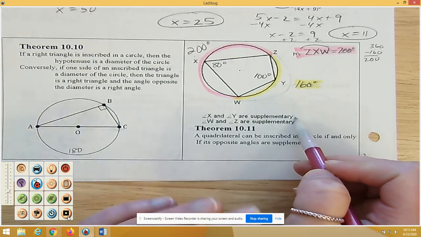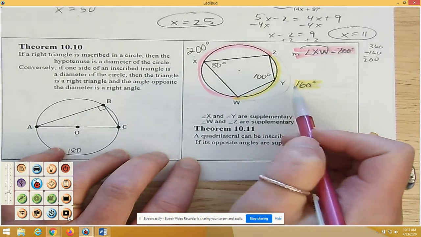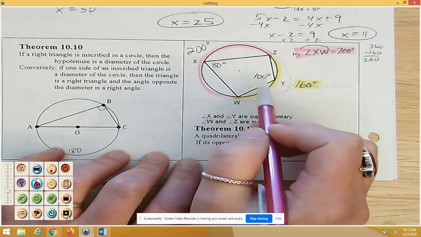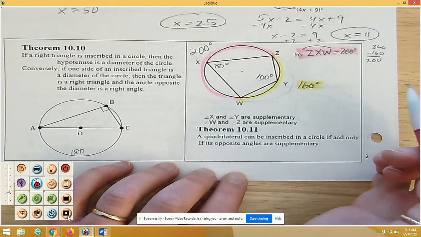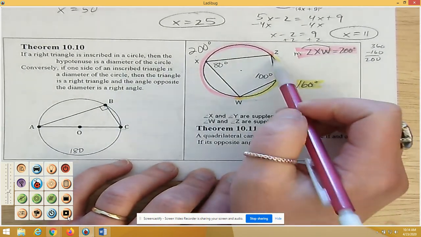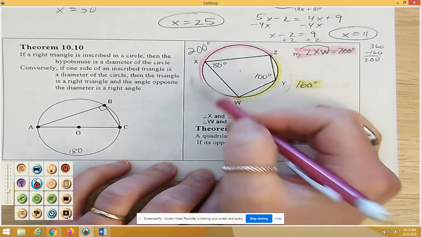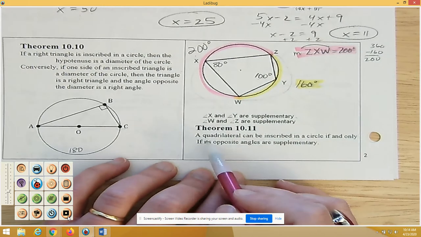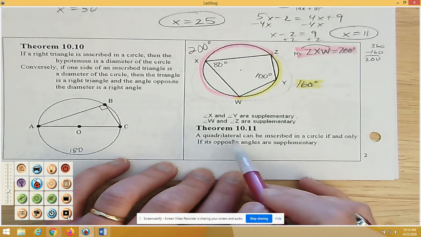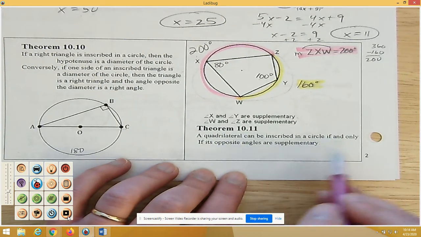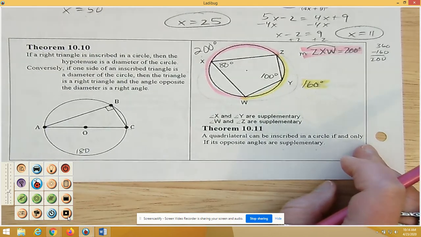And that always happens, which makes perfect sense because if you have an inscribed quadrilateral, these 2 angles will always have to add up to 180, and that's just what that's saying, because the vertices here will together form the whole circle. So a quadrilateral can be inscribed in a circle if and only if its opposite angles are supplementary. And that's another really useful theorem to use.